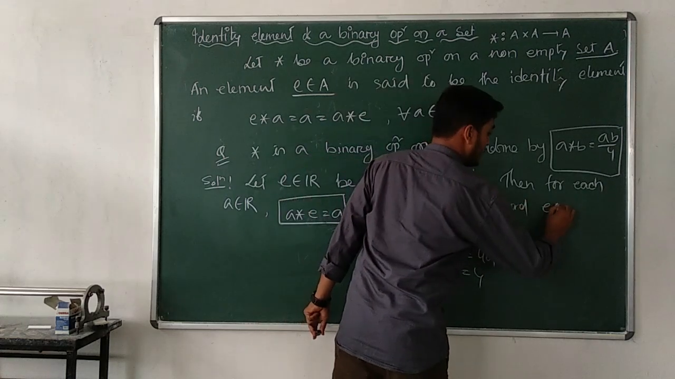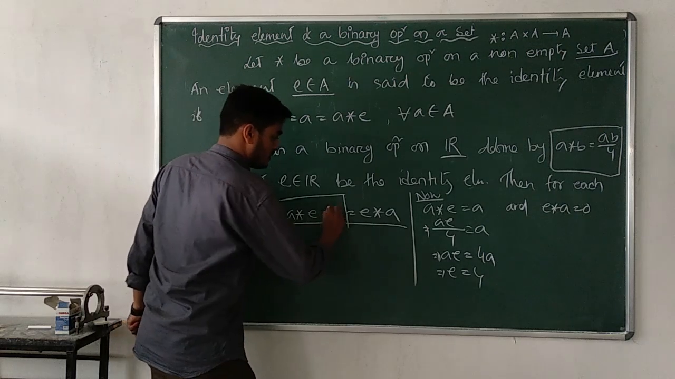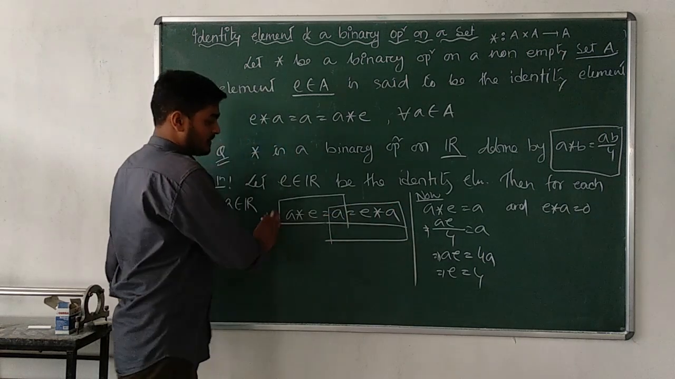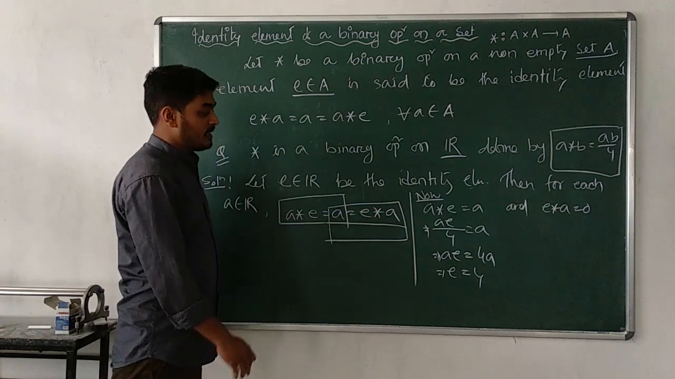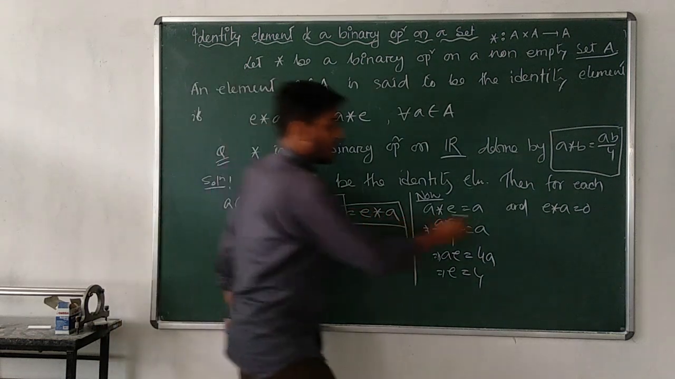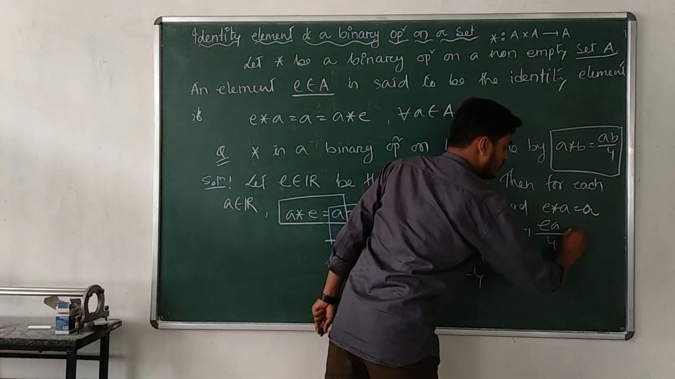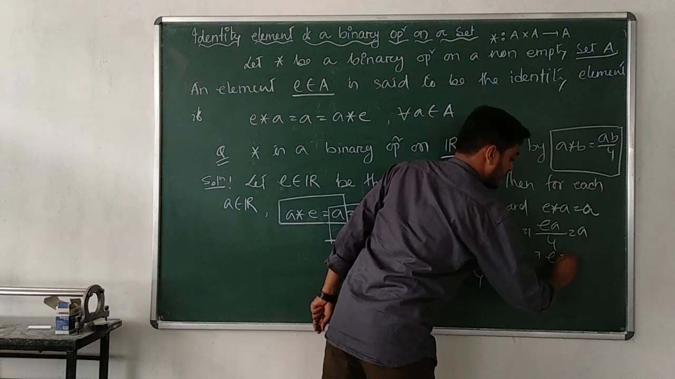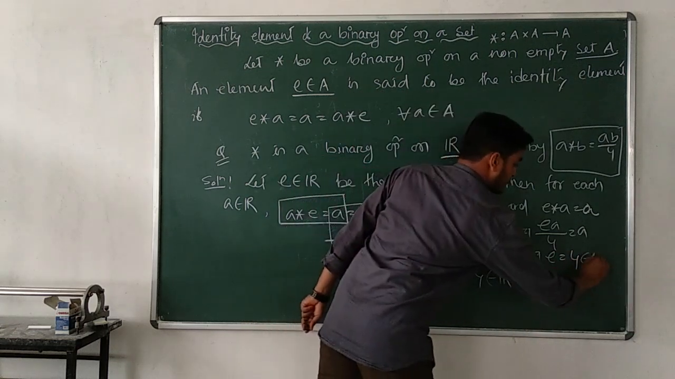That means E star A is also equal to A. You have to check this one condition also. That means take the first part and then the second part and simplify. E star A equal to A I have considered. Now in the same way EA by 4 is equal to A. That means again here you have E is equal to 4. This one is a real number, and this one is also a real number.